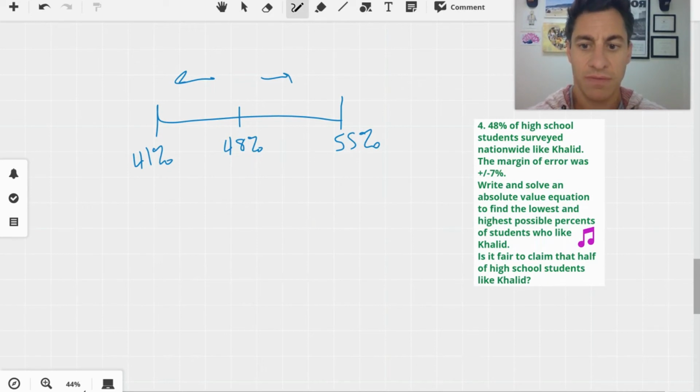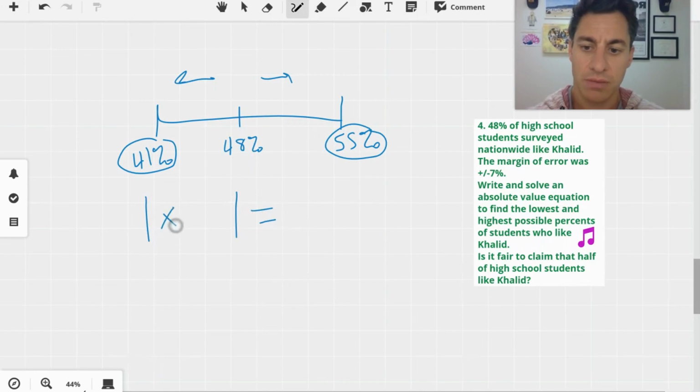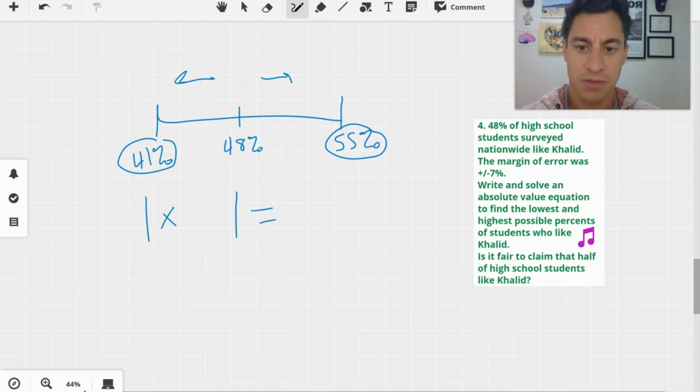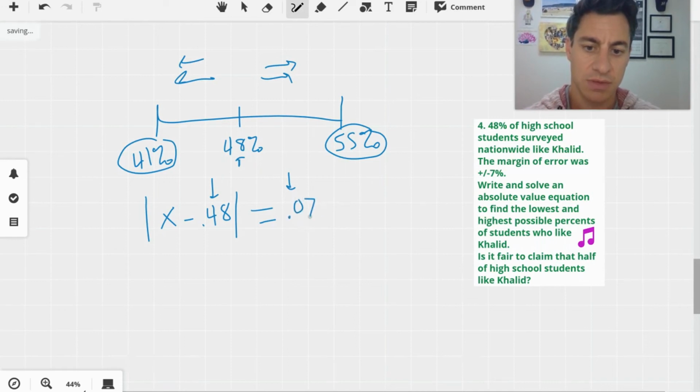like Khalid. Well, we found it logically by drawing a number line, but what if we did have to write an equation? Let's go to what we know. Start with this setup right away. Now, what did we say always goes here? The middle, the halfway point, and the opposite, so minus 0.48. And then what goes here? Always the distance from that middle point. We traveled 0.07, because I'm not talking in percents, I'm talking in decimals, because it's easier to work on math problems in decimal form than percent form.